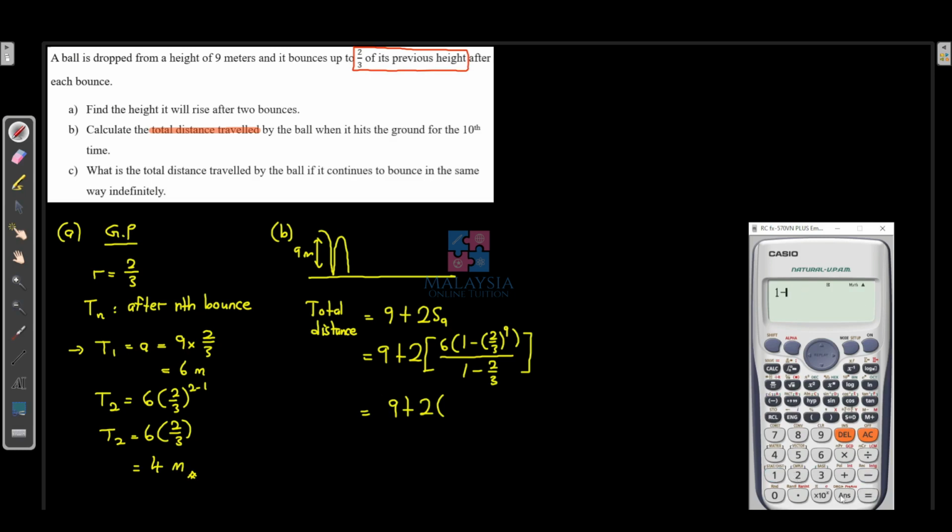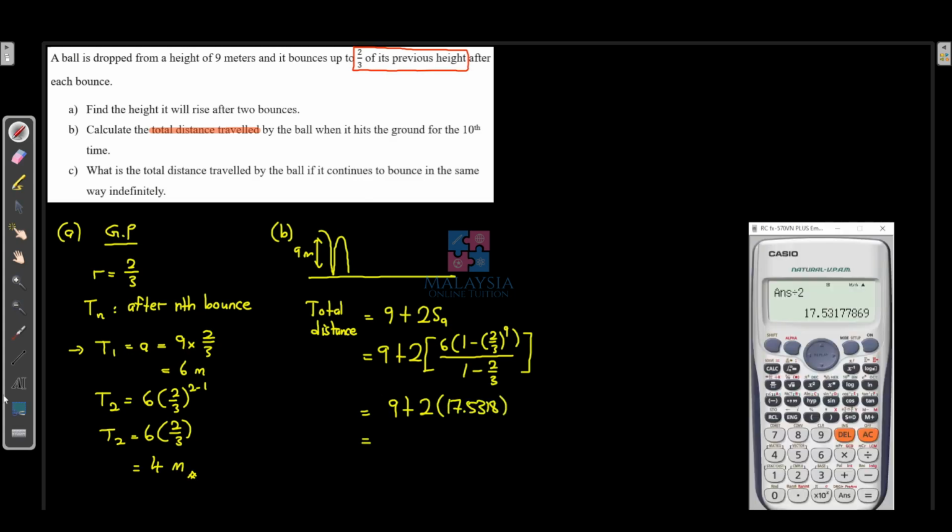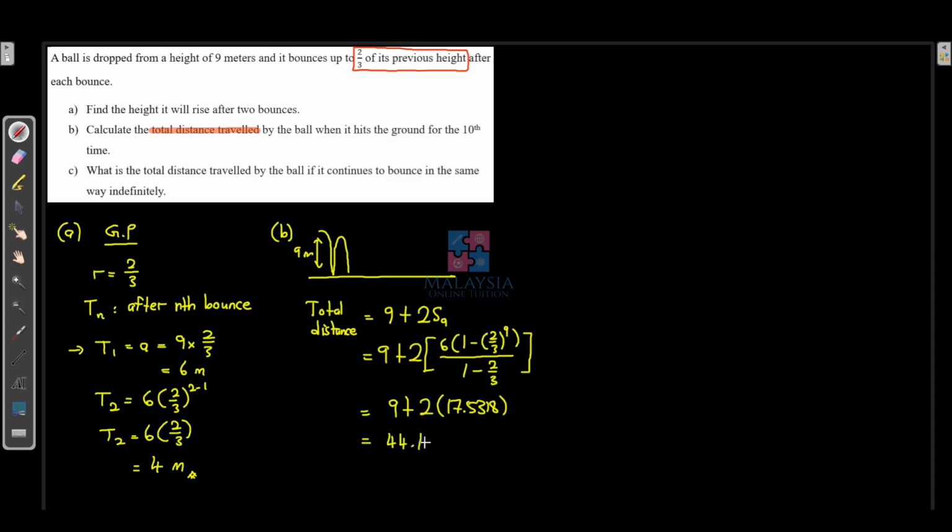And then 1 minus answer, and then divided by 1 over 3, and then we multiply with 2. Wait, oh no, we multiply by 6 first, and then we multiply by 2. So, before we multiply by 2 just now, we have 17.5318. Okay, and then when you solve this, the total distance traveled, correct to 3 significant figures, is going to be 44.1 meters. Okay, and that's all for question number 1, part B.